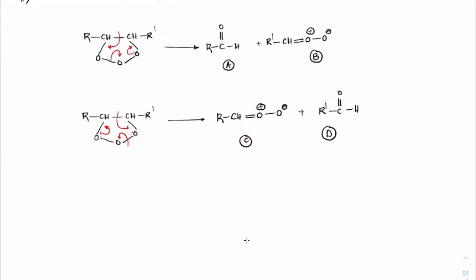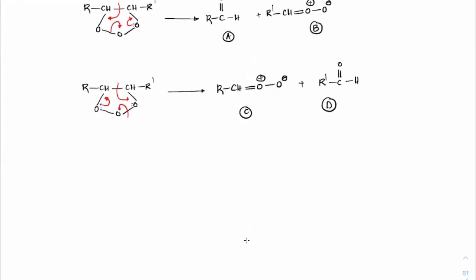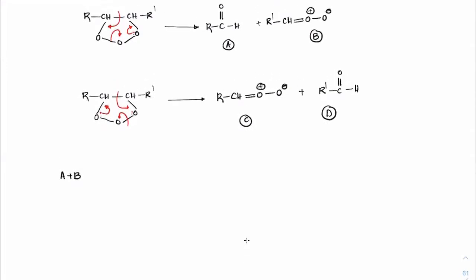These two can get combined, these two can get combined, correct? These two can combine, and these two can get combined. So typically you can expect four different combinations, right, students? So what are the combinations? Let me write all the combinations first. I'll get A plus B as one combination, correct? And I can get C plus D as the other combination.